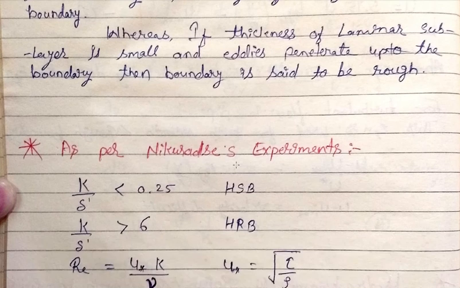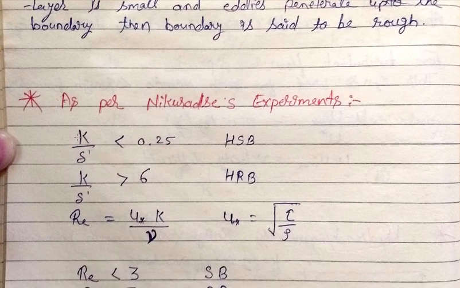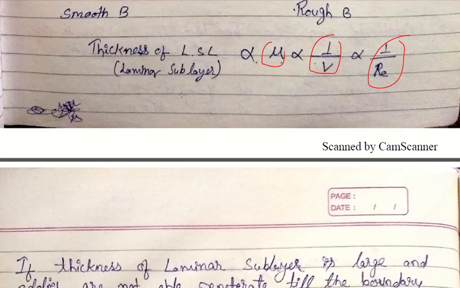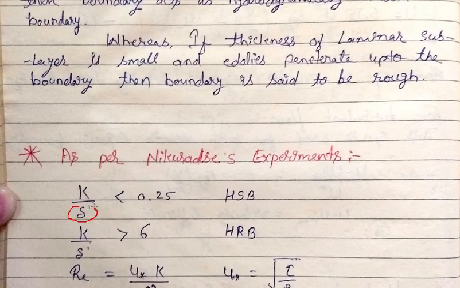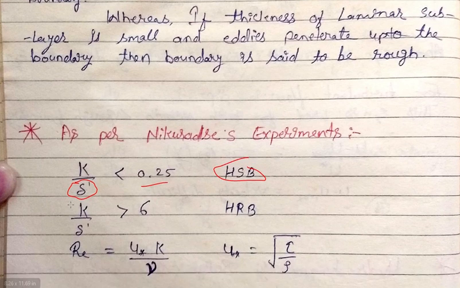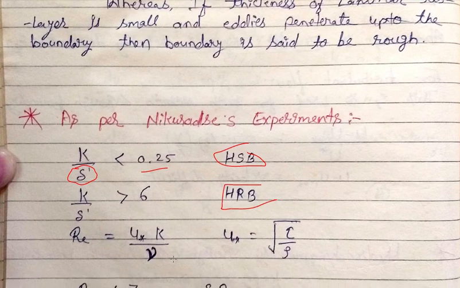Now, as per Nikuradse's experiment, k is the average size of the boundary roughness, and delta dash represents the thickness of the laminar sublayer. For a hydrodynamically smooth boundary, k divided by delta dash is less than 0.25, and k divided by delta dash greater than 6 is categorized as a hydrodynamically rough boundary.